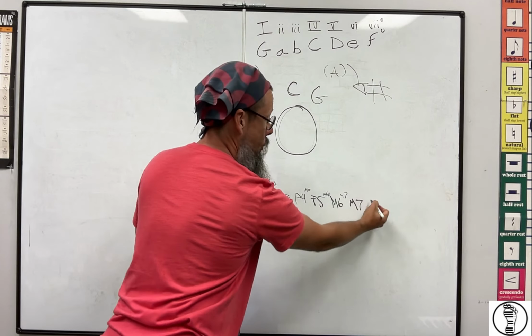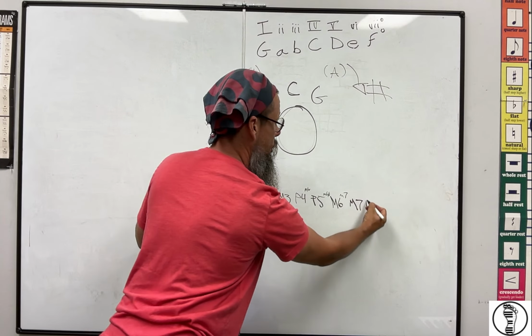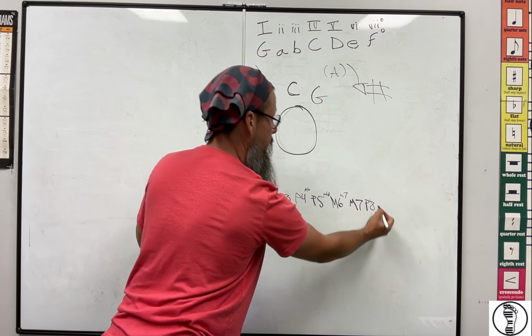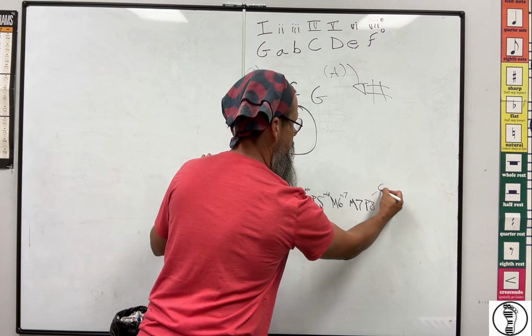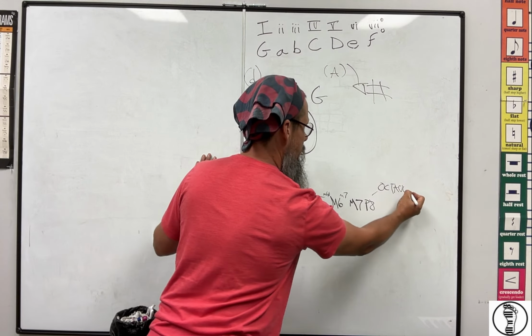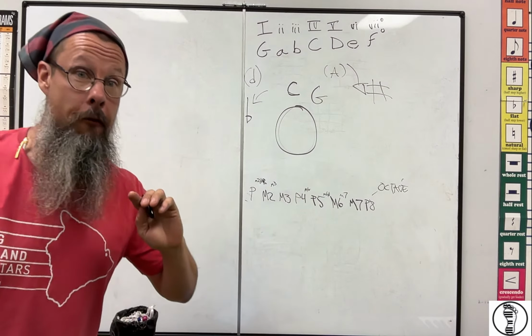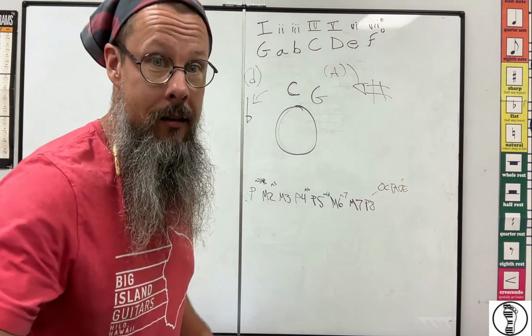And then after that, we have our next half step, which goes to our perfect prime, or our P8. That is, of course, known as our octave. So, if you are following everything I just said, can you see that?